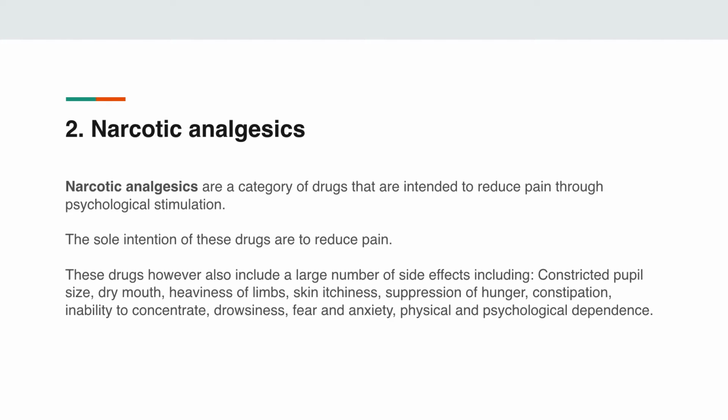Next, we have narcotic analgesics. They are a category of drugs that are intended to reduce pain through psychological stimulation. The sole intention of these drugs is to reduce pain. However, they also include a large number of side effects. So starting off with constricted pupil size, dry mouth, heaviness of limbs, skin itchiness, suppression of hunger, constipation, inability to concentrate, drowsiness, fear, anxiety, and physical and psychological dependence.